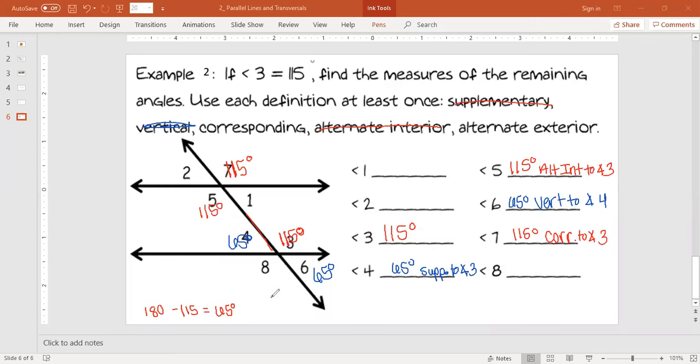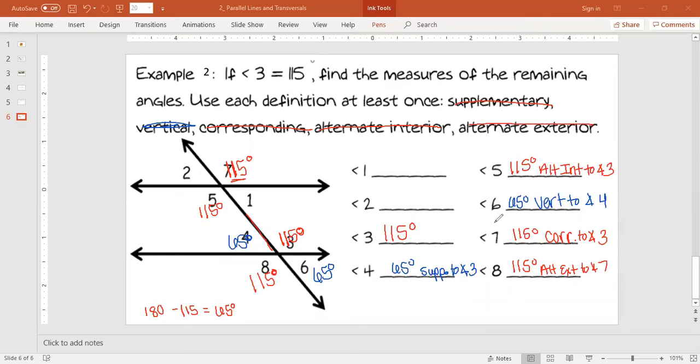All right, angle 8. So we've used corresponding. The only one we haven't used is alternate exterior. Well, angle 8 is vertical to 3. It's supplementary to 4 and 6. We could use any of those, but I want to use alternate exterior. And it just so works out for me that angle 8 and angle 7 are alternate exterior. So I can say if angle 7 is 115, I know that angle 8 is also 115 degrees because it is alternate exterior to angle 7, which we just proved. So we've used every definition now.